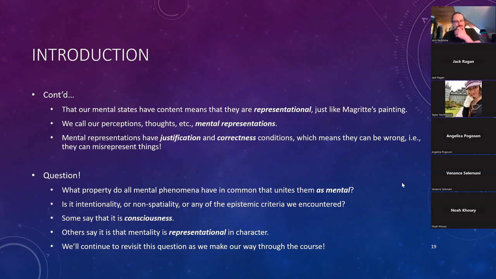Now, a question or questions. How do we decide the mark of the mental? We need to try and understand what all mental properties have in common that unites them as mental, or mental phenomena, rather. What do they all have in common that unites them as one kind of phenomena? Could be intentionality, could be non-spatiality, could be one of the epistemic criteria we looked at. Some say that it's consciousness. To really be said to have a mind, you have to have consciousness.